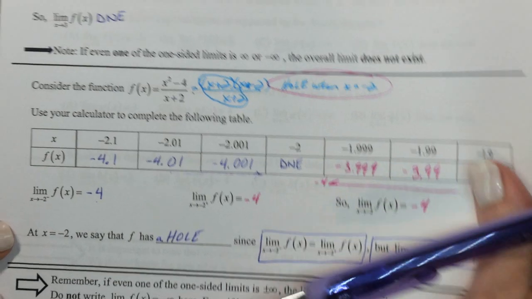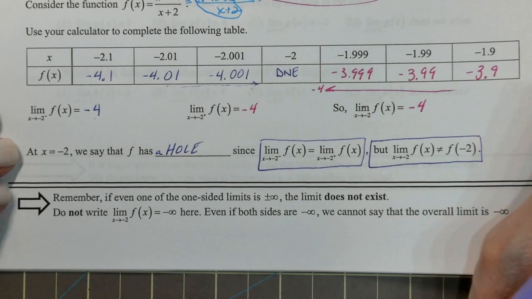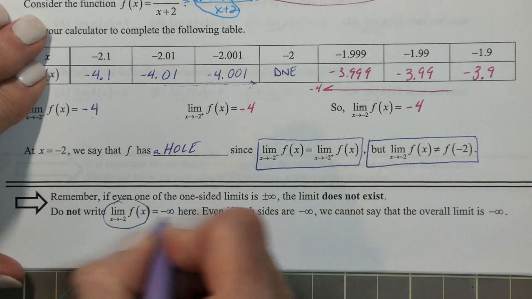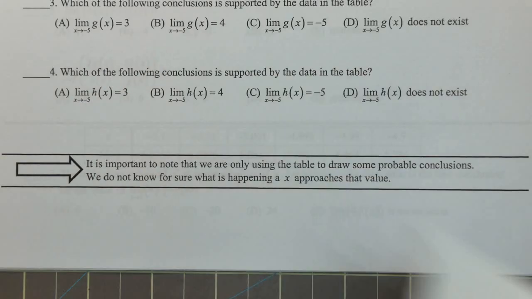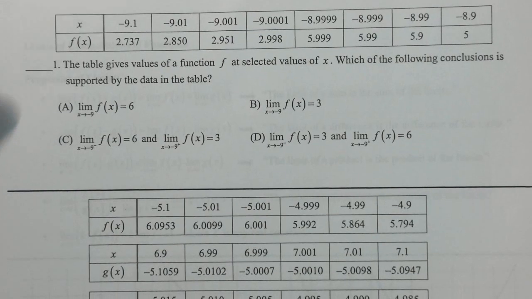Another reminder, if even one one-sided limit is positive or negative infinity, the overall limit does not exist. An overall limit can never be an infinity. Okay? Alrighty. Let's look at some multiple choice questions now. Alright.